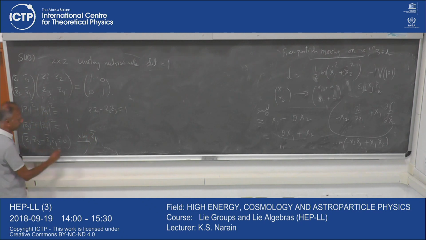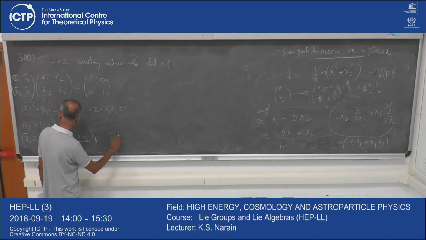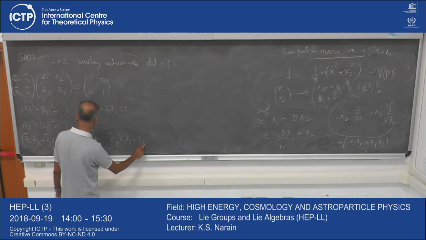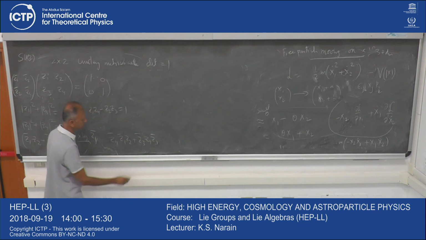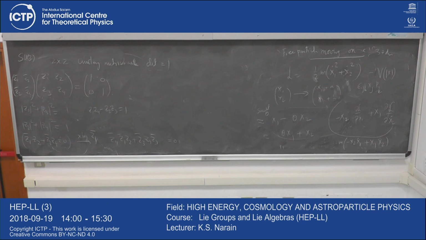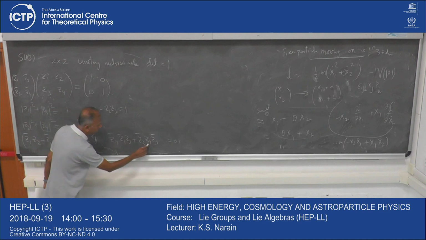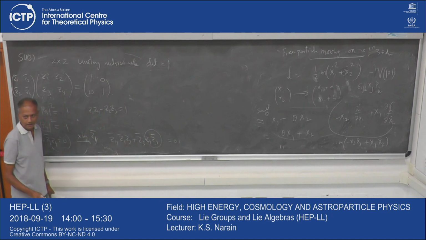So what am I going to get? I will get Z4 bar Z1 bar Z2 plus Z3 bar Z4 bar equal to 0, right? Because the right hand side is 0. On the other hand, now I can use this equation. This is Z4 bar. So that's equal to 1 minus Z2 bar. So here you see you find Z4 bar.